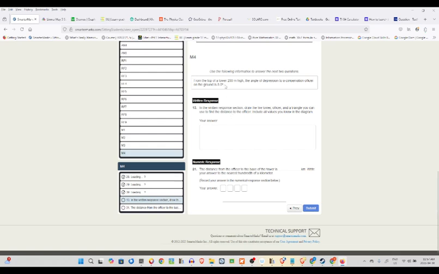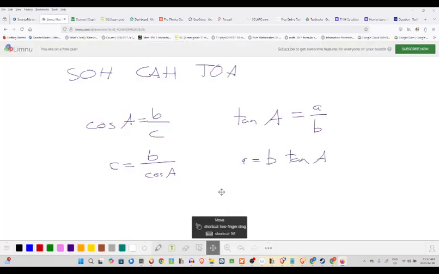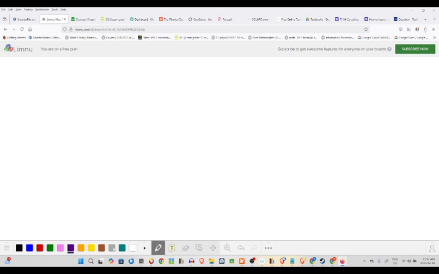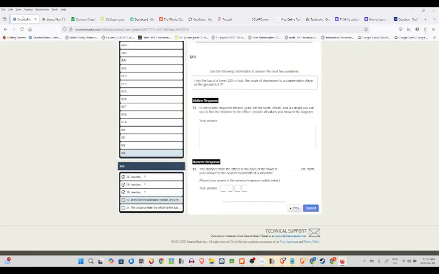So the top of the tower is 200 meters high. Angle of depression to a conservation officer on the ground is 8 degrees. Want to draw the fire tower, the officer, and a triangle you can use. So here's our tower. Rectangular tower. Now the officer is, the tower is 200 meters high, and the angle of depression.